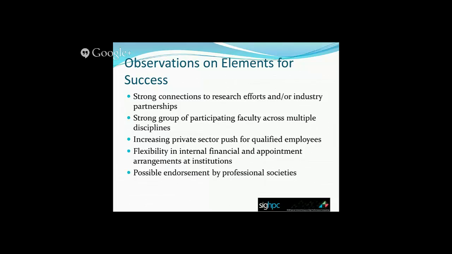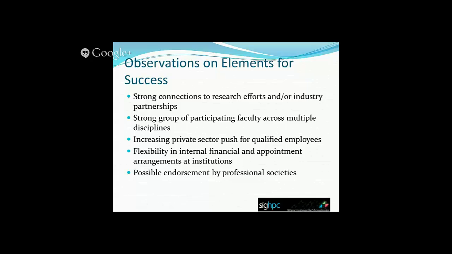Or there's industry partnerships, where there are internships, where the industry becomes a placement for the students, and might sponsor some financial things. The industry can help convince administrators that this is an important thing for the university to invest in, and so on. So those kinds of things are very important in terms of the success of these kinds of interdisciplinary programs.